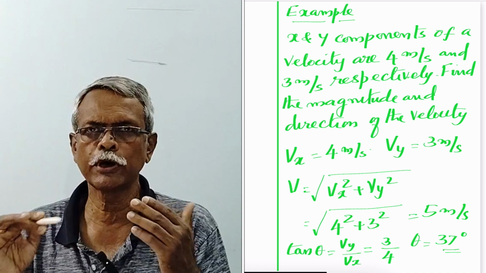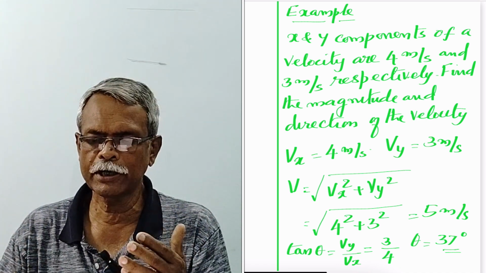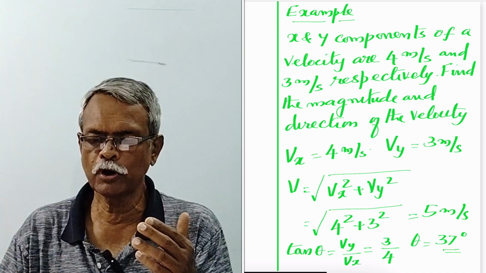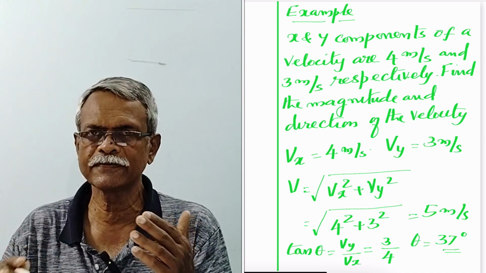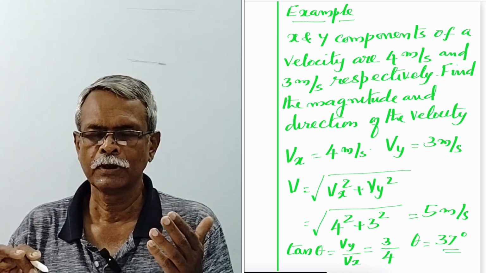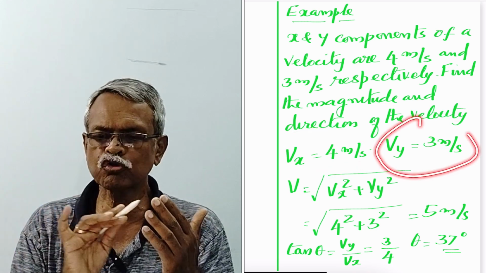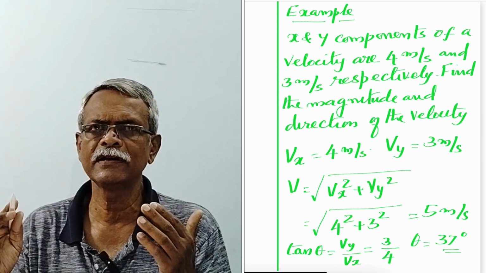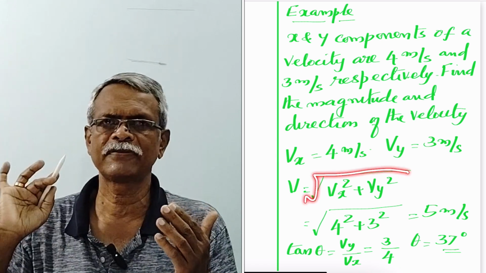V is equal to square root of Vx square plus Vy square. Vx square is 4 square, Vy square is 3 square. Therefore, square root of 4 square plus 3 square is square root of 25, that is 5. So, the magnitude of the vector, which has x component 4 meter per second and y component 3 meter per second, is 5 meter per second.